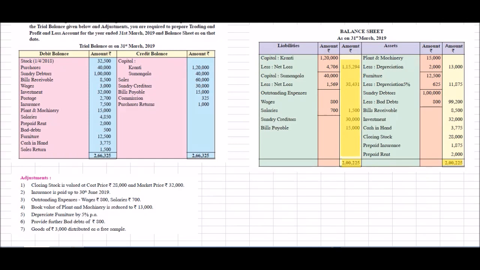38,431 and 1,500 rupees and 30,000 and 50,000. So it is 2,225 rupees. Both sides it is coming to the same amount. So we end up with the ninth problem.